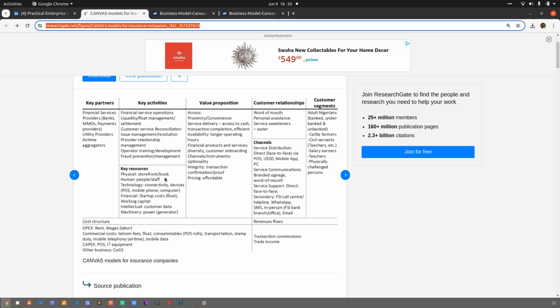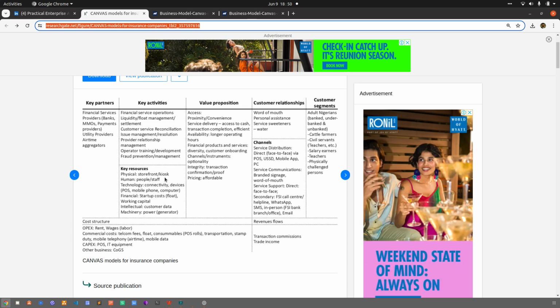So these are physical resources. So again, when you look at key resources, they are not necessarily people. They could be physical staff, people, objects, websites. Those all can become key resources. Sometimes a piece of software can also be a key resource. So you need to decide what is a key resource for you. So technology, connected device, POS.